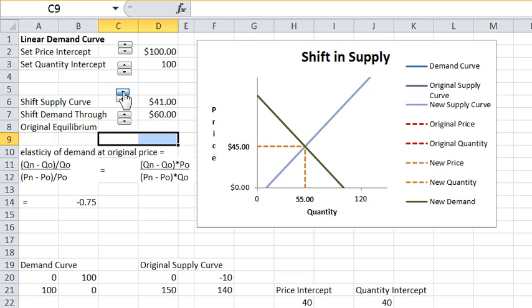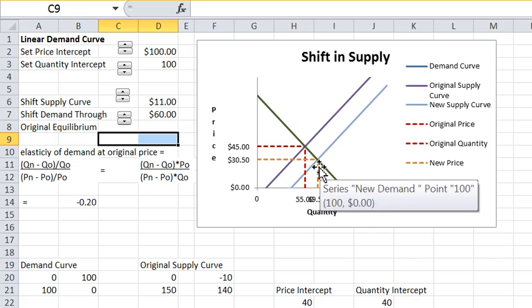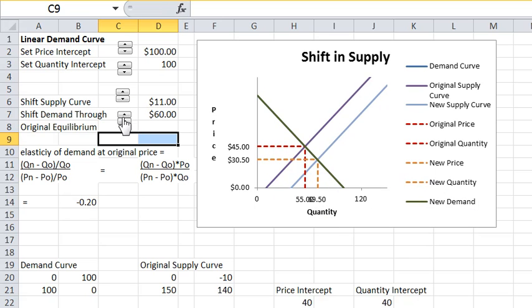We can lower supply, which shifts it to the left, and the new equilibrium price is higher and the new equilibrium quantity is lower. Or let's do it the reverse now. We can raise supply, which moves it to the right, and that lowers the equilibrium price and raises the equilibrium quantity. So now let me bring the supply curve back to where it was. I believe this was 40.